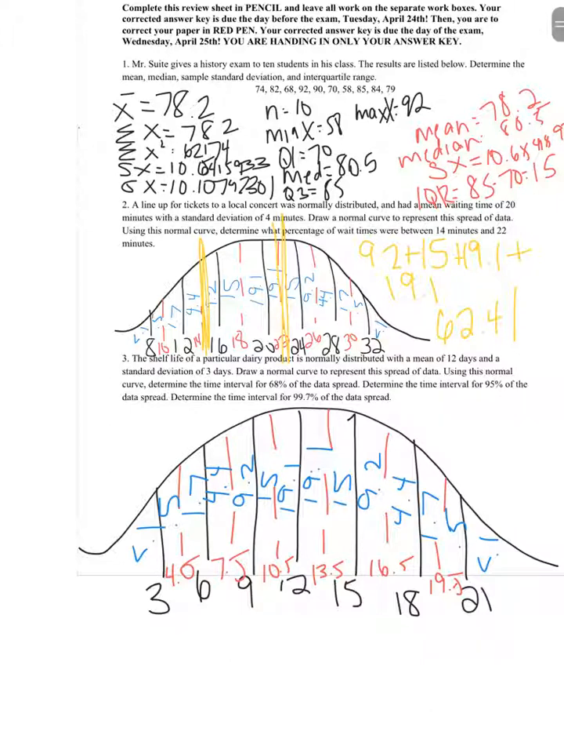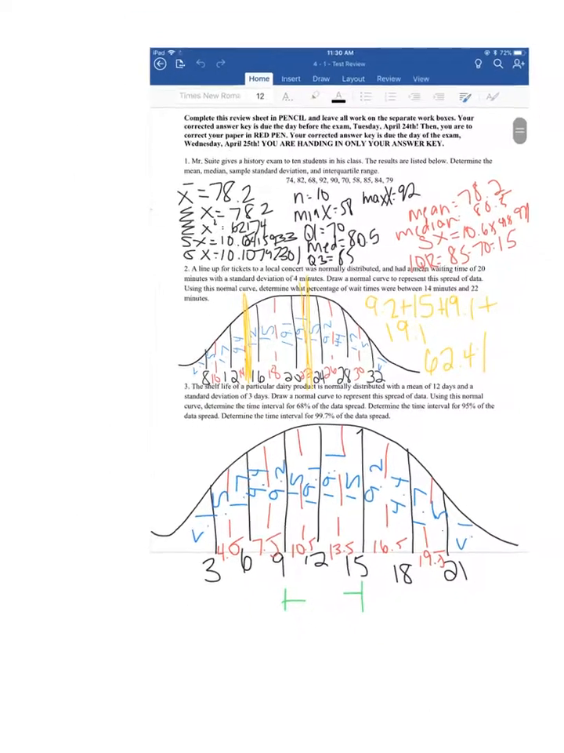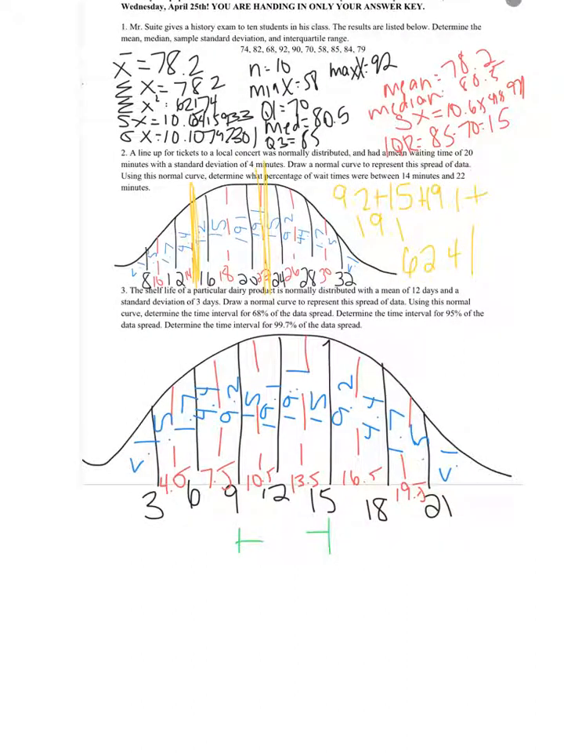All right, so questions that are involving this. Using this normal curve, determine the time interval for 68% of the data set spread. So 68%, that's part of our empirical rule, so that would be 1 standard deviation away. So the time interval would be from 9 to 15 days. Okay, that's 1 standard deviation is 68%.